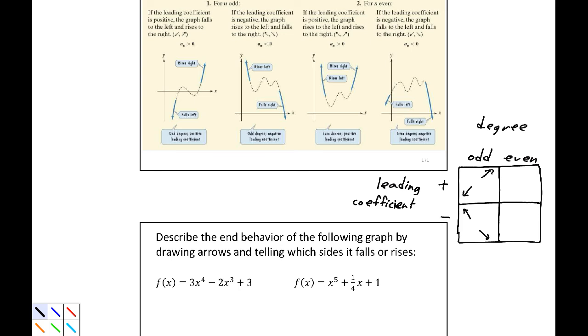Then, if the degree is even, but the leading coefficient is positive, then it rises to the left and rises to the right. Fourth case, if the degree is even, but the leading coefficient is negative, then it falls to the left and falls to the right. These should remind you of the behavior of lines with a positive slope, a negative slope, and quadratics with a positive a value and a negative a value.